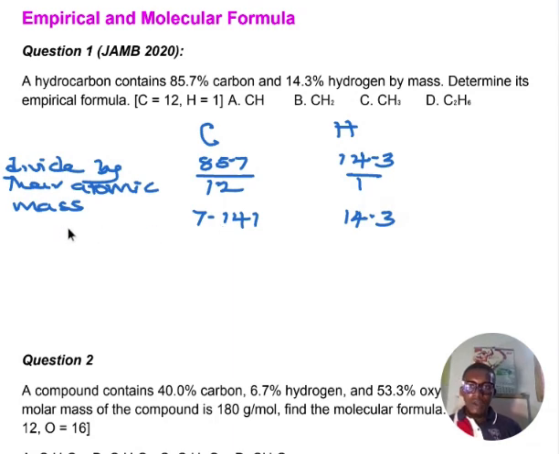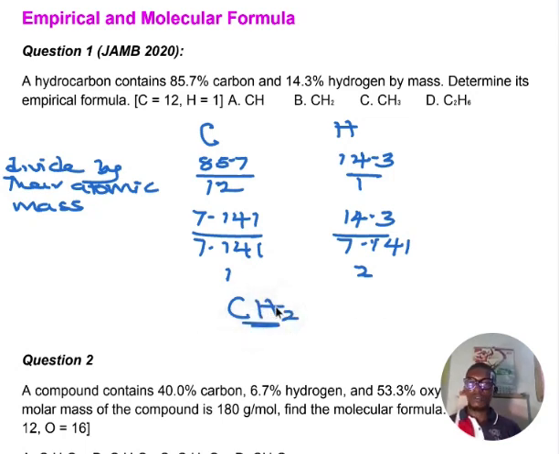Now, the second step, which is the last step, is you look at the 2 values you got after dividing. Which of them is lower? You can see 7.141. So you divide both of them by 7.141. When you divide, this will give you 1, and this will give you 2. Therefore, our empirical formula is C1. We don't write 1 in chemistry, so I'm going to omit the 1, and H2. As easy as that. That is the empirical formula.